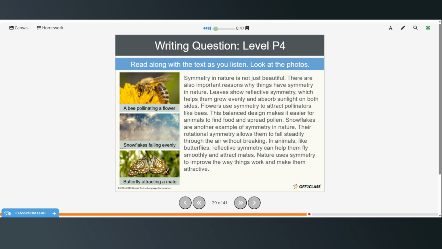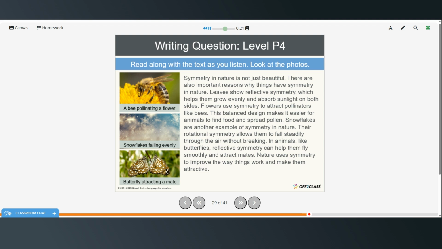Symmetry in nature is not just beautiful. There are also important reasons why things have symmetry in nature. Leaves show reflective symmetry, which helps them grow evenly and absorb sunlight on both sides. Flowers use symmetry to attract pollinators like bees. This balanced design makes it easier for animals to find food and spread pollen.